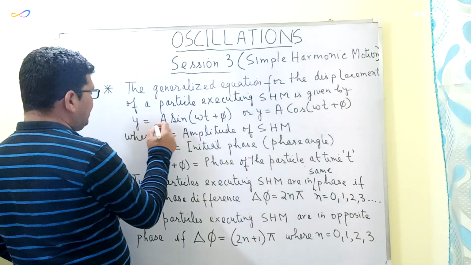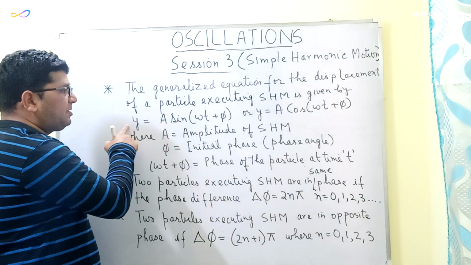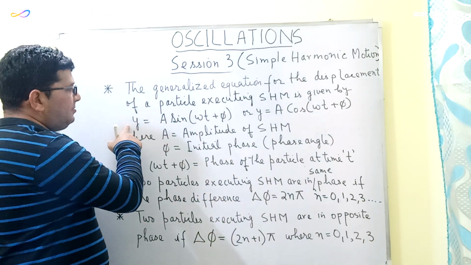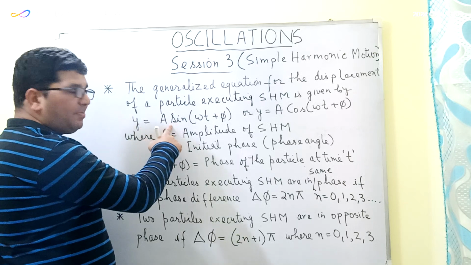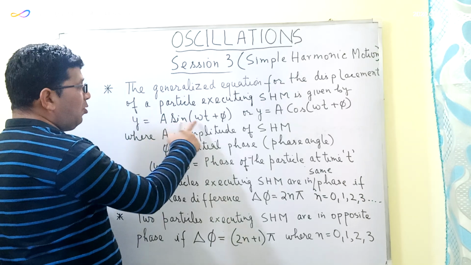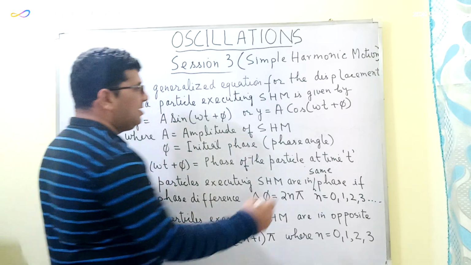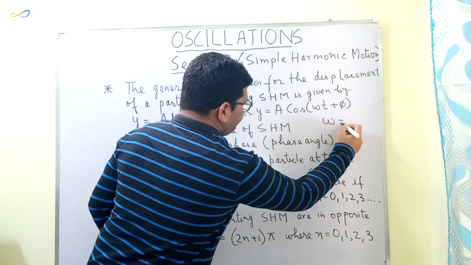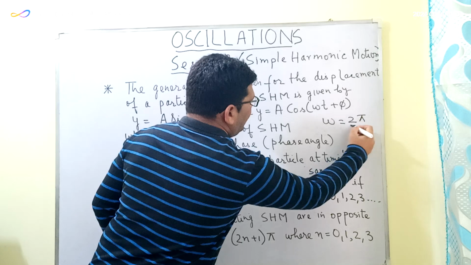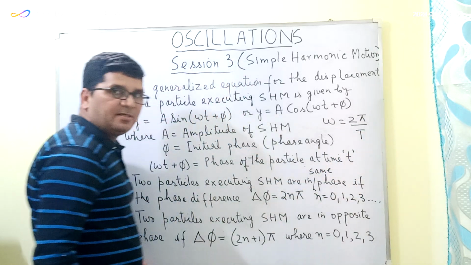So these are the two equations. y is the displacement of the particle, and A is the amplitude of the simple harmonic motion. Omega here is the angular frequency or the angular velocity, which is given by 2π upon T, where T is the time period.